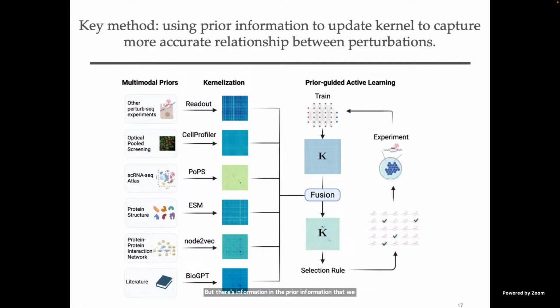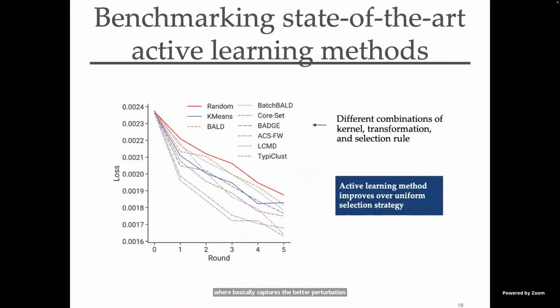So using this motivation, we develop a simple method to incorporate them. Basically, we first kernelize everything into the same space, and we fuse them with the model kernel at each step. Then we get an updated kernel matrix that captures better perturbation similarities. And then we can apply the similar transformation selection rules.